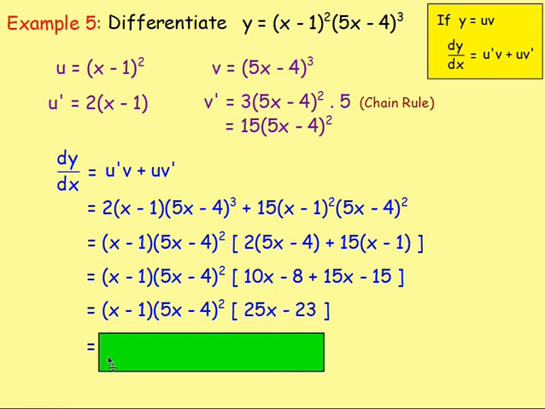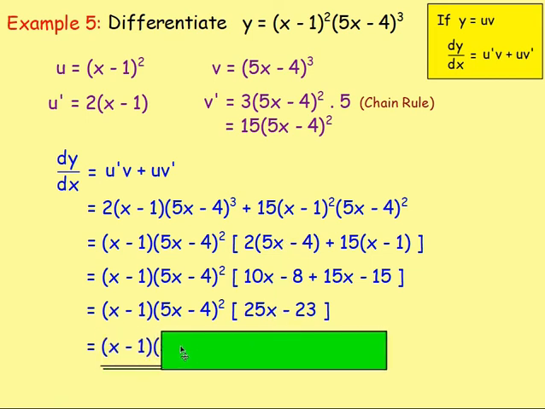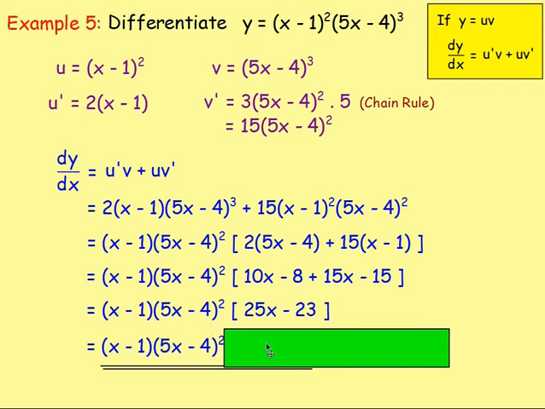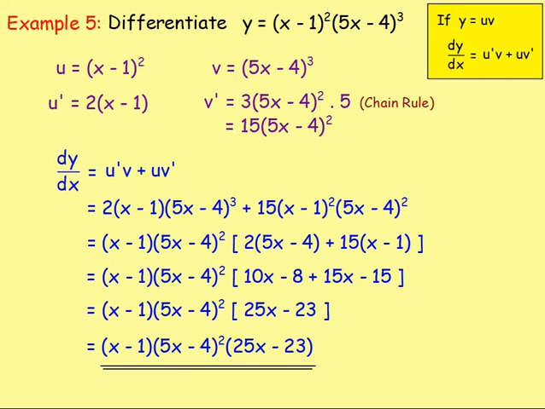From there then, really our answer is going to be, we've got the x take away 1, we've got the 5x take away 4 squared, and we've also got the 25x take away 23. So that is our answer, fully factorised.